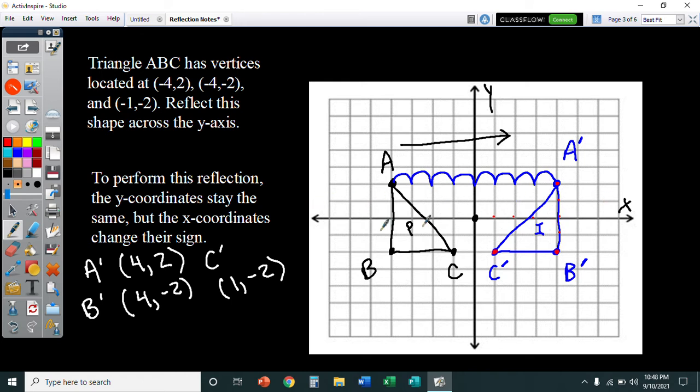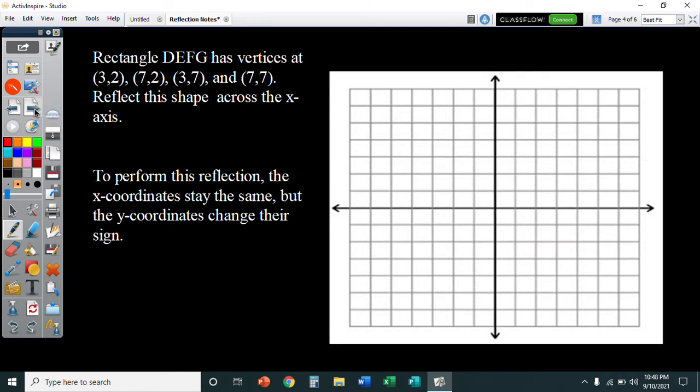it still works. Or if you do it by using the rule of changing for this reflection, changing the x coordinates, just their signs, and keeping the y coordinates the same, either way you get the same shape. You get the same reflection. And that's all it is. Let's look at a reflection across the x-axis.